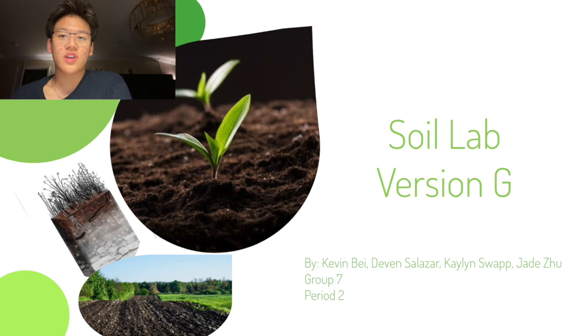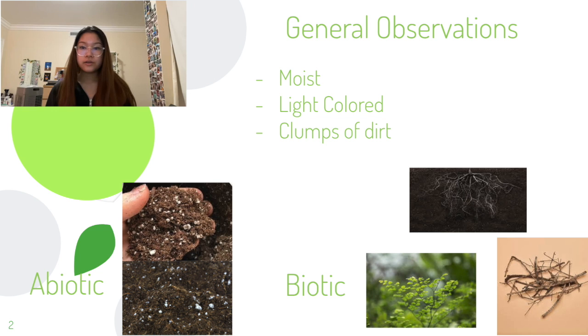My group focused on version G, which is near the A building. For some general observations, my group noticed that the dirt was moist, kind of clumped together, and the overall color was very light. For the abiotic or non-living factors in our soil, there were some tiny white, brown, and black rocks. For the biotic factors, we noticed there were some branches, roots, bits of leaf, and wood pieces.